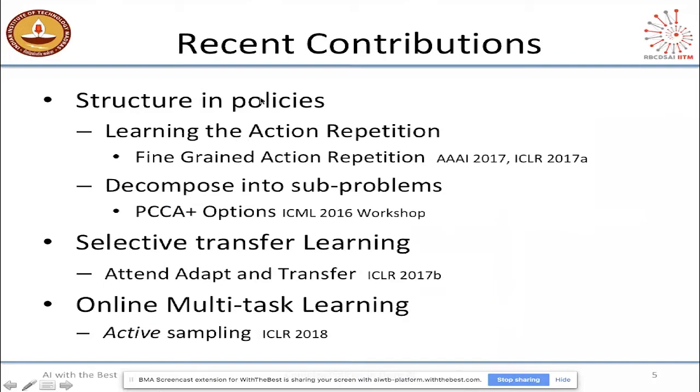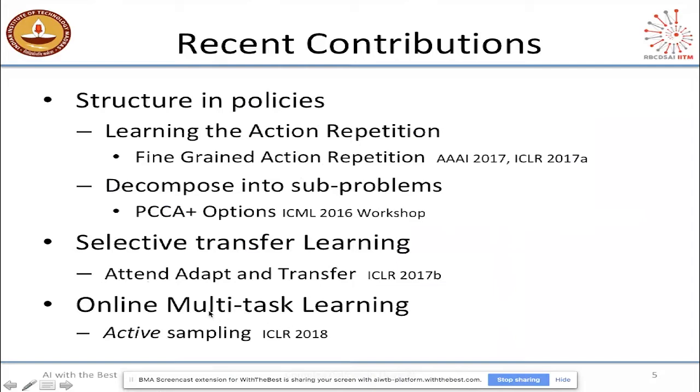So, about learning structure in complex policies. We have proposed a framework called the Fine-Grained Action Repetition framework, or FiGAR, which allows you to learn smoother policies by repeating decisions that you make and not changing the decision at every time instance. We'll talk a little bit in detail about that. Then we have looked at solution approaches for decomposing a more complex problem into subproblems. And then we looked at transfer learning, with an architecture called Attend, Adapt, and Transfer. And I'll talk a little bit more about that today.